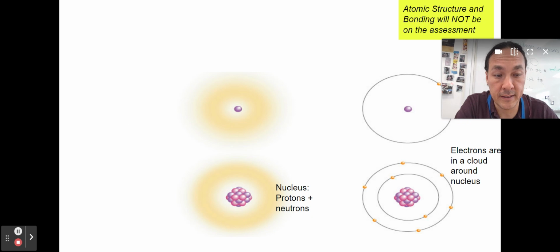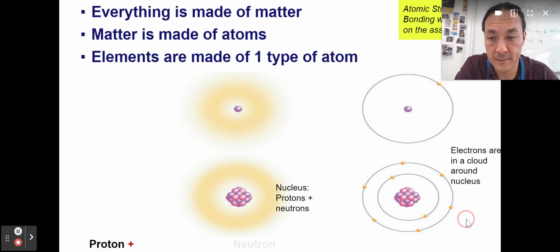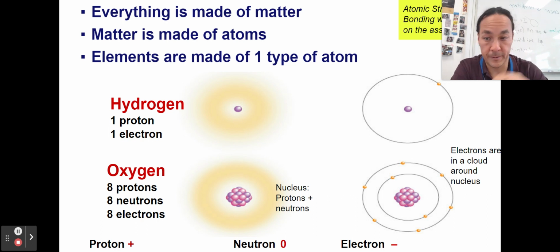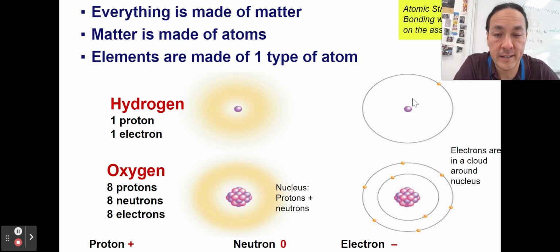All right, let's check this slide out from class. Everything's made of matter. Matter's made of atoms. Elements are made of one type of atom. So that's what I just went over with the previous slide. And here is the basis for water. You can see hydrogen has 1 proton and 1 electron. It has no neutrons. Its number is 1 on the periodic table. Oxygen's number on the periodic table is 8. It's going to have 8 protons, 8 neutrons, and 8 electrons.